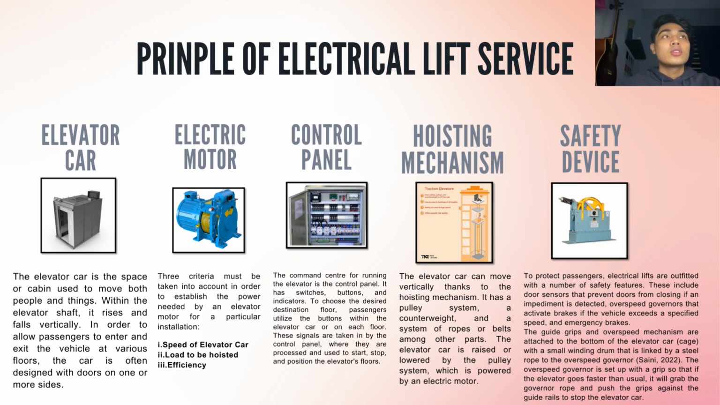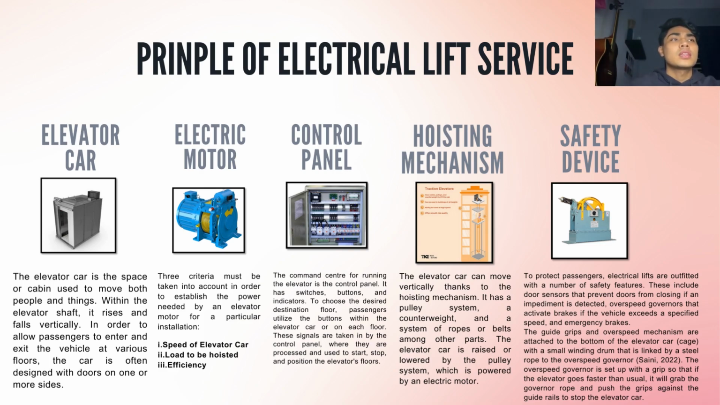So, the hoisting mechanism. The elevator car can move vertically thanks to the hoisting mechanism. It has a pulley system, a counterweight, and a system of ropes or belts among the other parts. And then the elevator car is raised or lowered by the pulley system, which is powered by an electric motor.